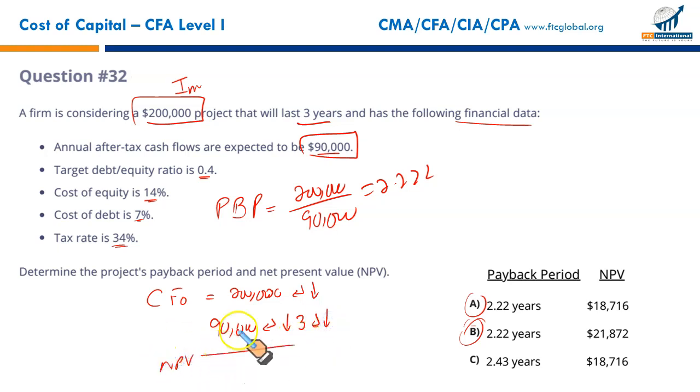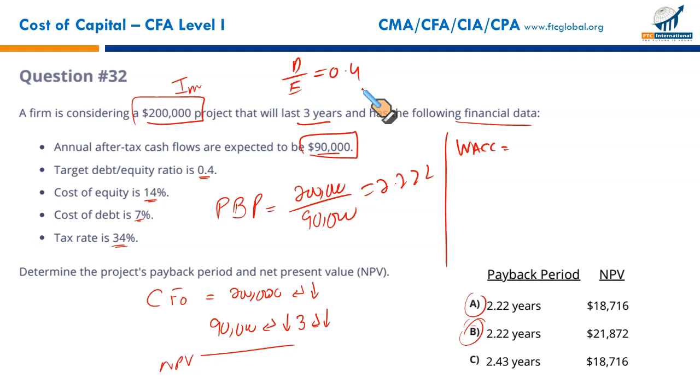The system will ask you to enter the discount rate. We don't have the discount rate yet. That's what is needed. We need to calculate the weighted average cost of capital. And for this, we have everything we need. We have debt to equity, we have cost of equity, we have cost of debt, and we can solve it directly here. Okay. Weighted average cost of capital is equal to, debt to equity is 0.4. What does it mean?